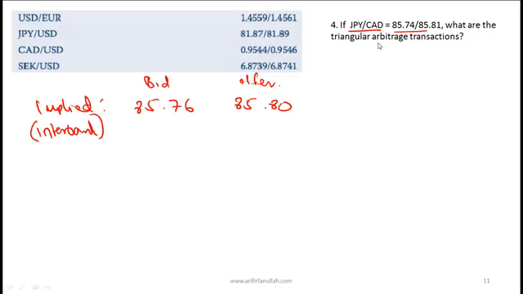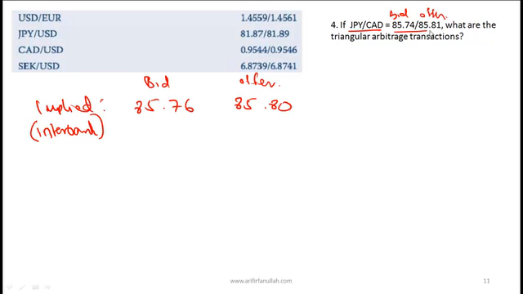Now if a dealer offers you this rate, 85.74, which is the bid, and 85.81, which is the offer, can you make an arbitrage profit here? That is the first question. Notice that what you can do from the dealer is buy Canadian dollars for 85.81 yen. So that's how much you will buy for.